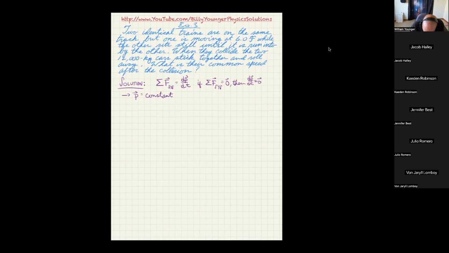And that is the very crux of conservation of momentum. Conservation of momentum says that the momentum that it has is a constant, period.